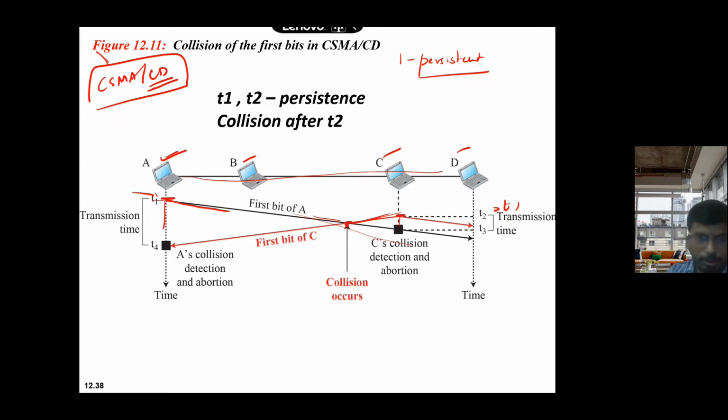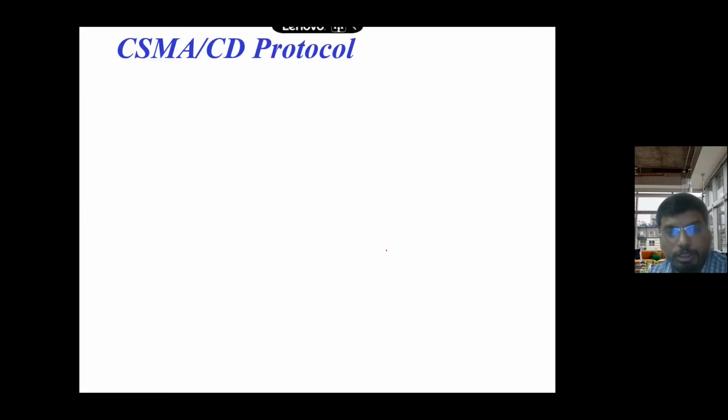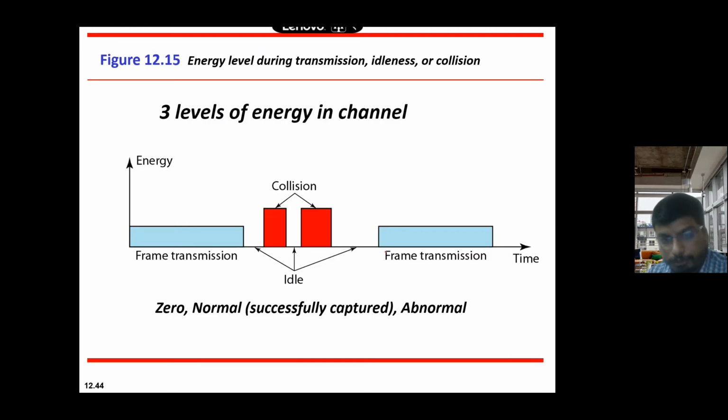When they are transmitting, they're also listening. The first bit of A, which collided with the first bit of C, takes some time to propagate. At time T3, C detects abnormal energy. As soon as he detects it, he knows there's a collision and aborts the transmission. He has not completed his frame transmission. This is the early detection process. He sees that some signal has added up to the signal energy, and he sees a spike. To explain this, I'll show you the picture to understand the level of the signals here.